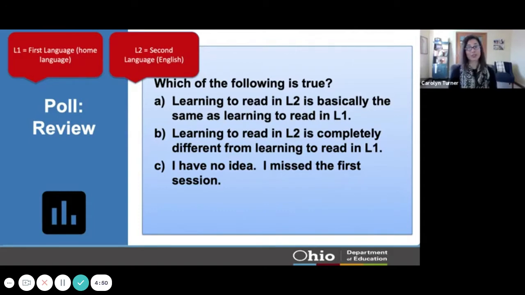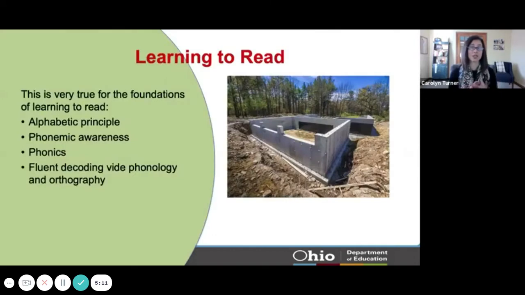Learning to read in L2 is basically the same as learning to read in L1. It's not all that different. Now, notice though, the key word is "basically" the same, because there are some other adaptations that we need to do in order to ensure that our English learners are successful in acquiring the language of English.